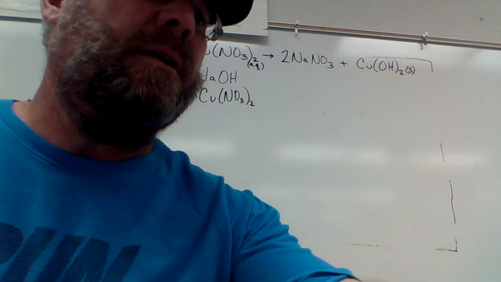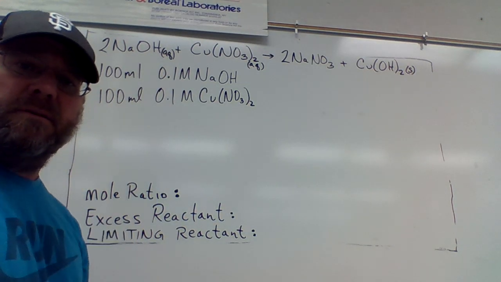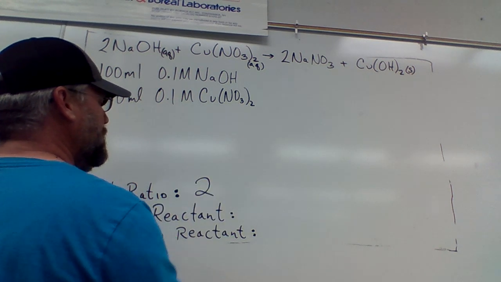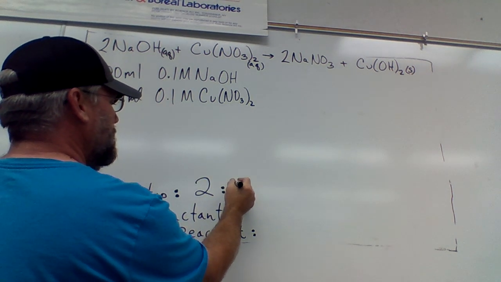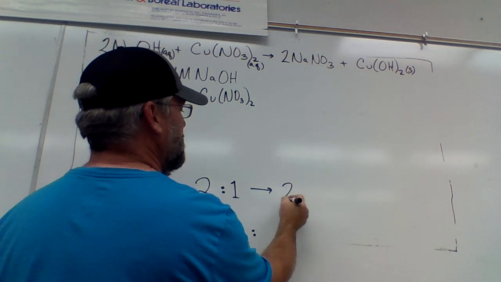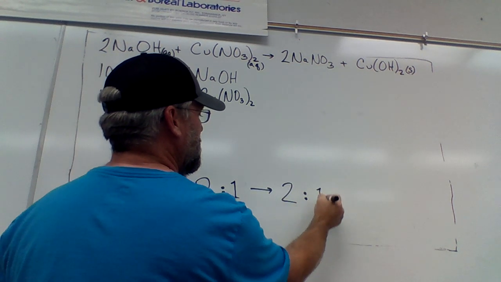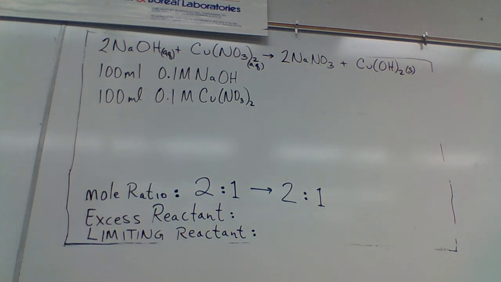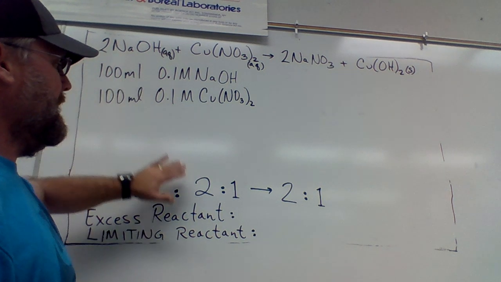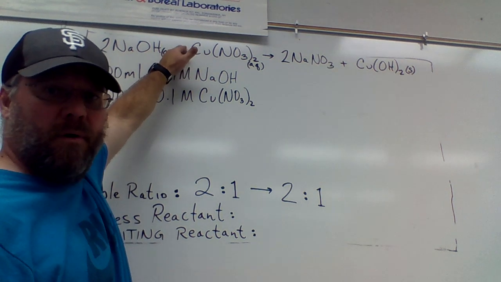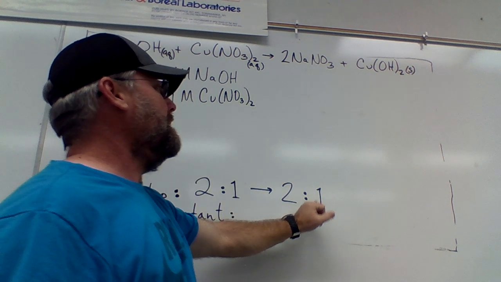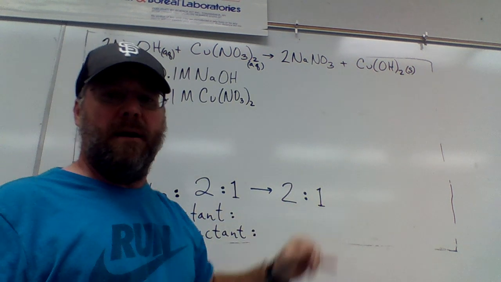So the idea here is that if we look at the mole ratio, we have a mole ratio of 2 to 1, which makes 2 to 1. And that 2 and 1 just comes from the fact that there's a 2 there. There's an unwritten 1 there, just like with math, you don't have to write the 1. There's a 2 there, and there's, again, the unwritten 1 there.